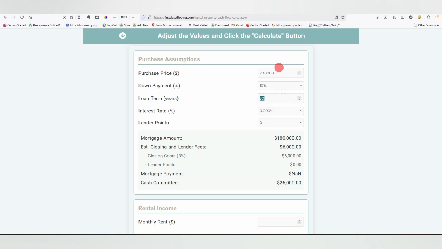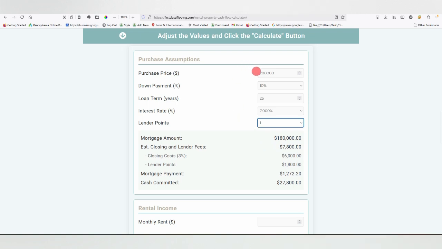Your loan terms, if it's non-owner occupied, let's say maybe you can do 25 years. Let's say an interest rate at 7%. If you're using a lender on it, I don't know if you're doing a DSCR loan or what, let's say your lender's charging you 1 point. Right? Okay, so if you see here, it populated everything right here.